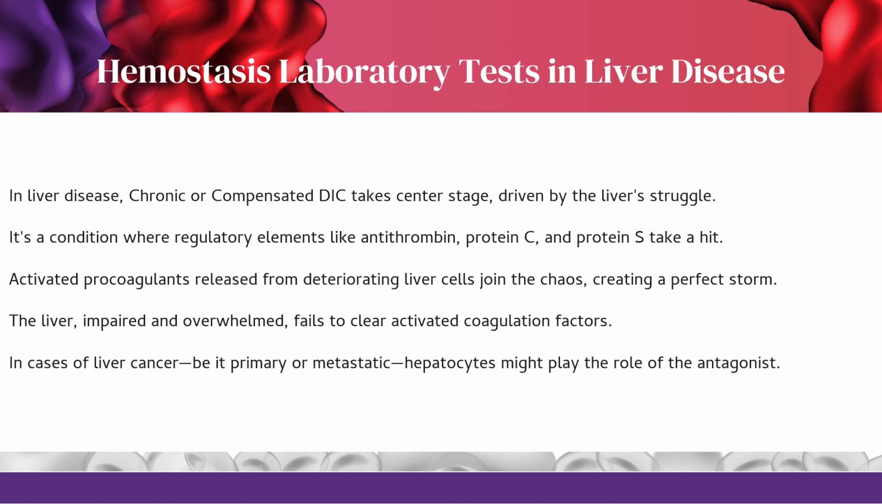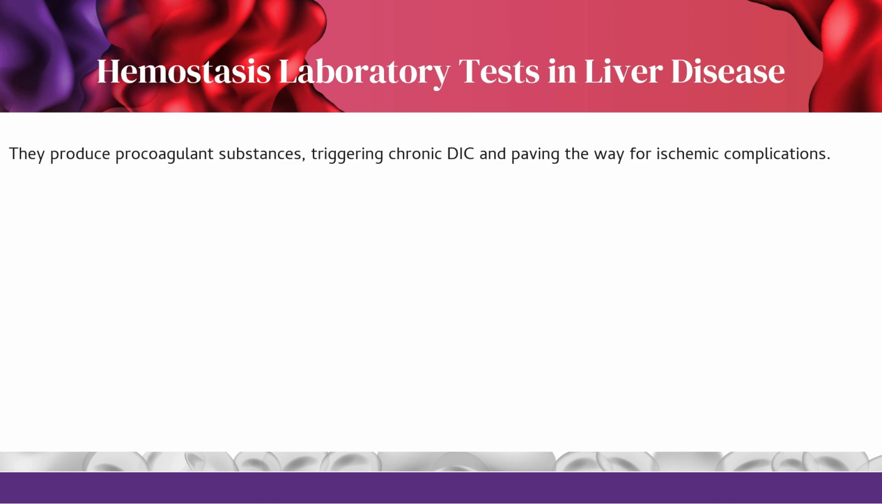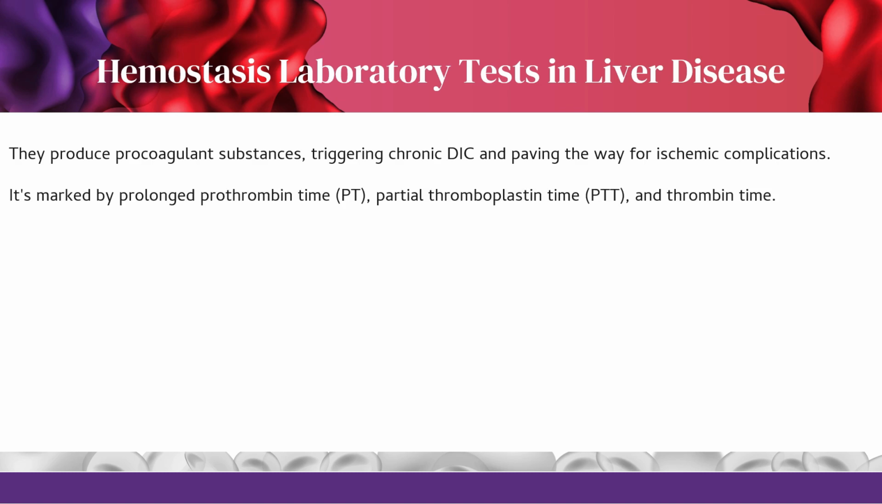Now, let's talk about a plot twist. In cases of liver cancer, be it primary or metastatic, hepatocytes might play the role of the antagonist. They produce procoagulant substances, triggering chronic DIC and paving the way for ischemic complications. Fast forward to acute, uncompensated DIC, the urgent scenario. It's marked by prolonged prothrombin time, PT, partial thromboplastin time, PTT, and thrombin time. The fibrinogen levels plummet below 100 mg per deciliter, and D-dimers soar. It's a diagnostic symphony.